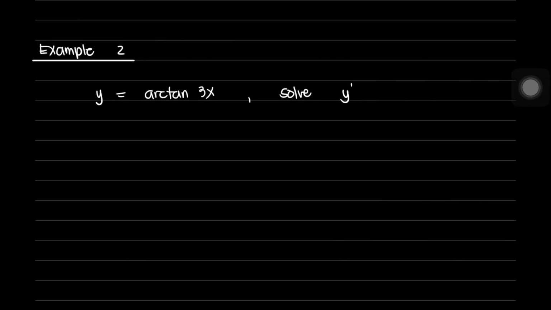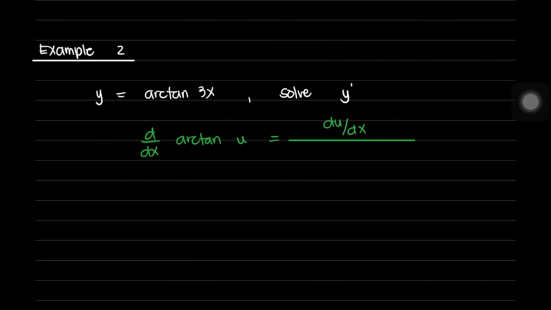For our next example, we are given y equals arctangent of 3x, and we're going to solve for y prime. So again, the formula for the derivative with respect to x of arctangent of u, where u is a function of x, is equal to the derivative of u with respect to x all over 1 plus u squared. So 3x in the given function would be our u, and solving for y prime, this is now equal to applying the formula in here.